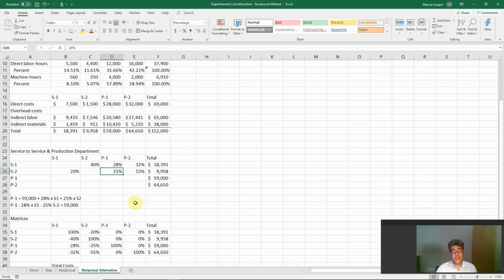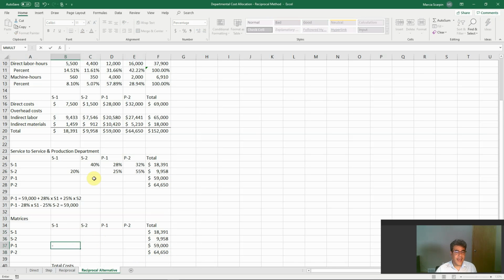however, solving them with matrices. And how do we do with matrices? It is much more calc than accounting now. We need to create two matrices. The first one with the coefficients, the second one with the total. So the total here will be the same here. However, how do we do that? Let's do the production 1 department here. Less 28% of service 1. So let's see here. Production 1 less 28% of service 1 less 25% of service 2.